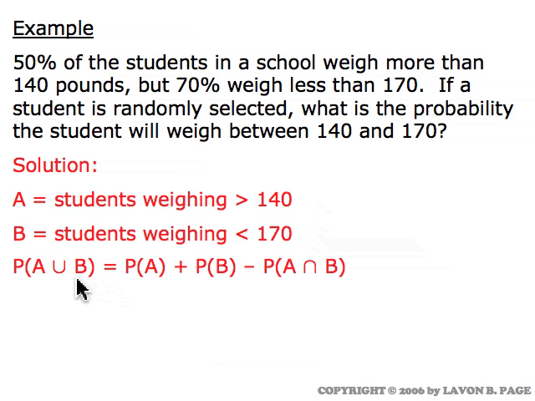So the bottom line is A union B is talking about everybody. A union B is everybody. That's the whole sample space. So this probability on the left side of the equation has to be 1.